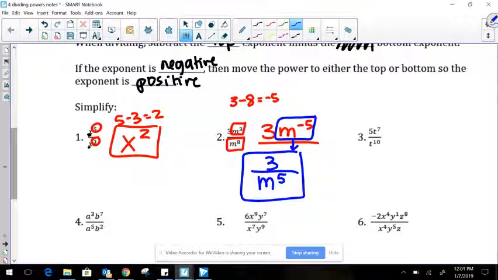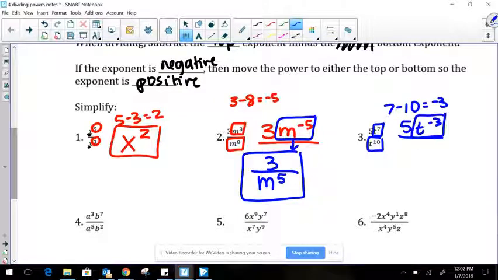All right, number 3 is really similar. This 5 is fine. I'm just focusing on these t exponents. So I have 7 minus 10. That's negative 3. So I have the 5 stays, and then I have t to the negative third. Okay, that's not okay. I need to move this downstairs. So I have 5 over t cubed, or t to the third.